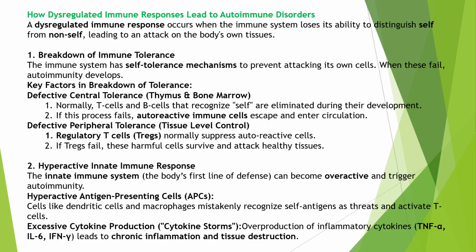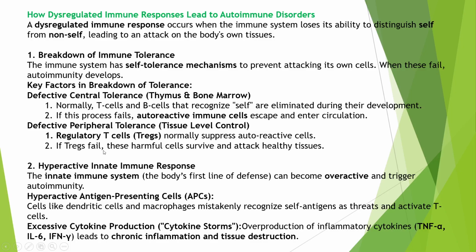So this is your breakdown of tolerance at the central level and peripheral level. Central is first, where the problem is at the source, that is at your selection level in your thymus and bone marrow, and peripheral is the next level where it has to regulate it. It's like a second level of protection, where if there is an escape of cells, your regulatory cells will act upon it. If there is any issue with this also, it will lead to intolerance.